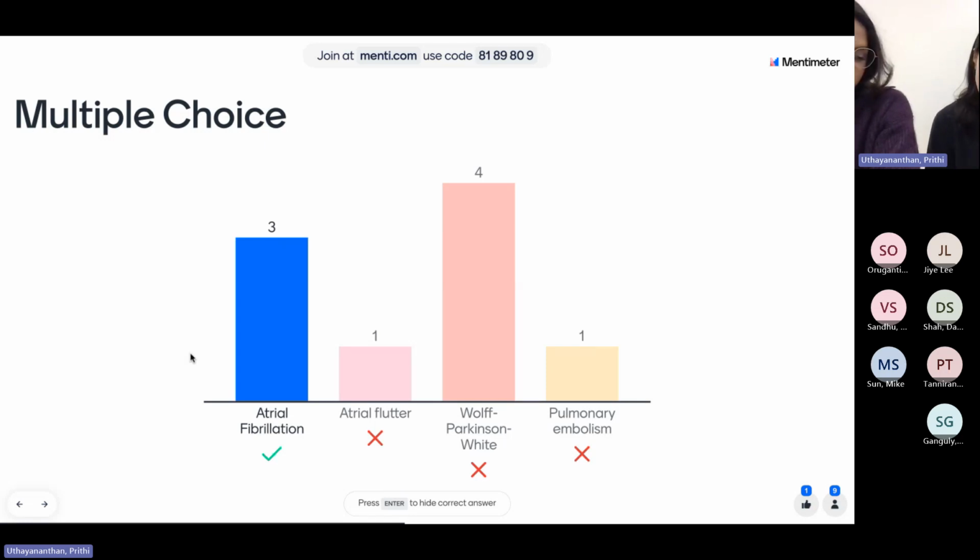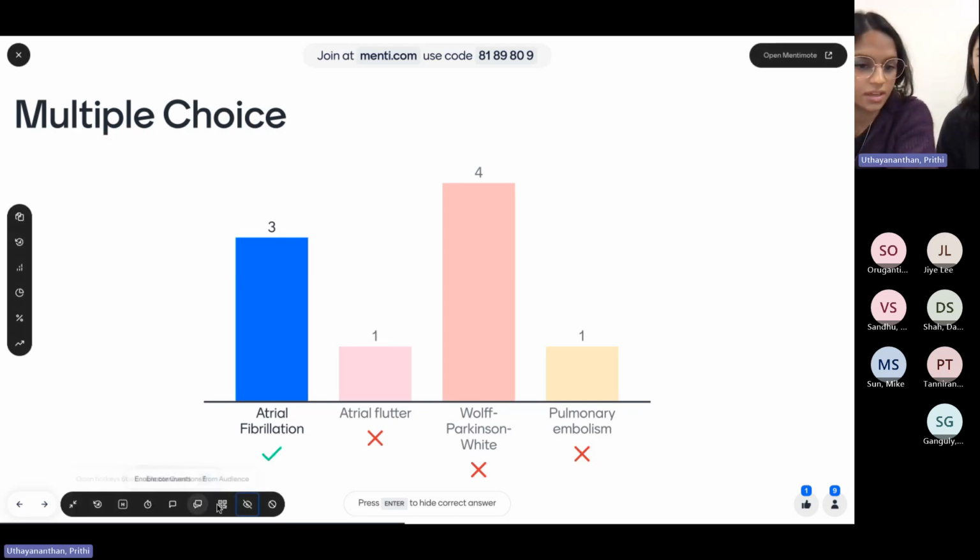delta wave. And pulmonary embolisms, they teach you on PassMed that it's S1, Q3, T3, which is when there's a big S wave in lead 1, a Q wave in lead 3, and an inverted T wave or something. But actually, the majority of the time, you'll get a normal ECG. You'll just get sinus tachycardia for pulmonary embolism. I think that's it.